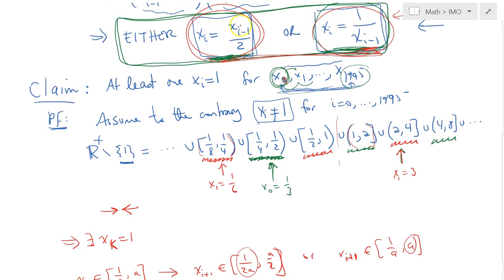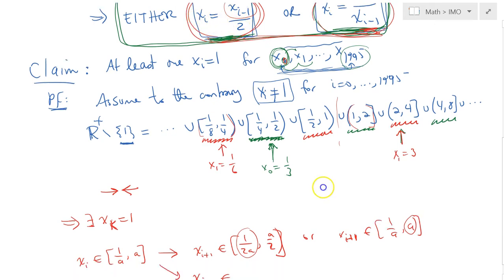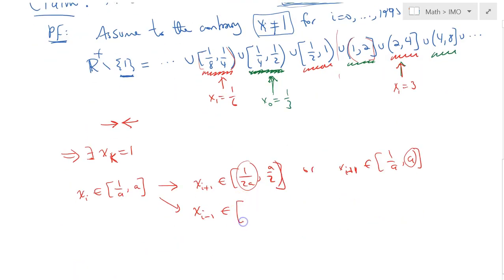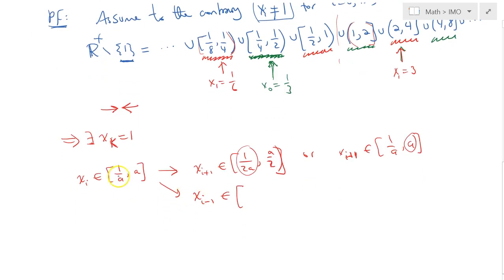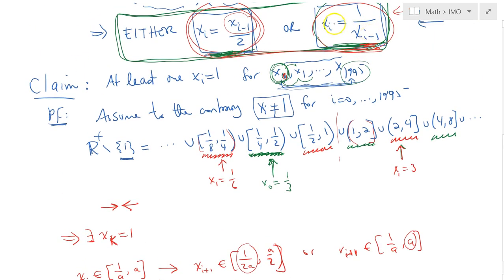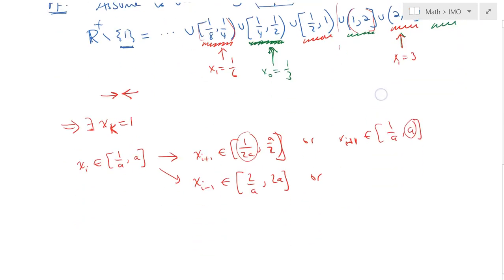When you look at what might be the case for x sub i minus 1, expressed in terms of x sub i, it would be 2 times x sub i, so if we follow this one, 2 times x sub i would be 2 over a and 2a, or it would be defined by this one, which is 1 over x sub i, so x sub i minus 1 is between a and 1 over a, and a again.